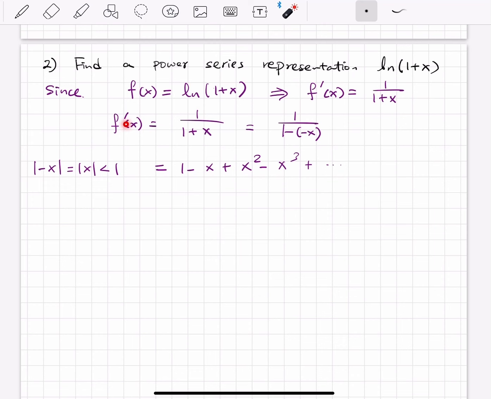Okay, so I'm able to write a power series representation for the derivative, but I want the original function. So what I need to do is integrate it. So when I integrate both sides, what I have is going to be the integral of 1 over 1 plus x dx, which gives the original function, ln of 1 plus x.